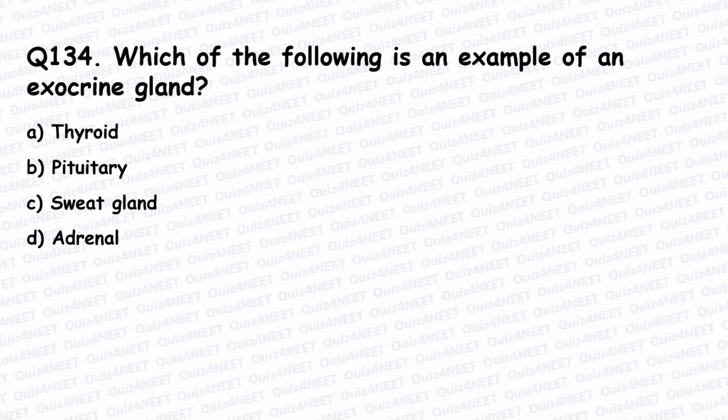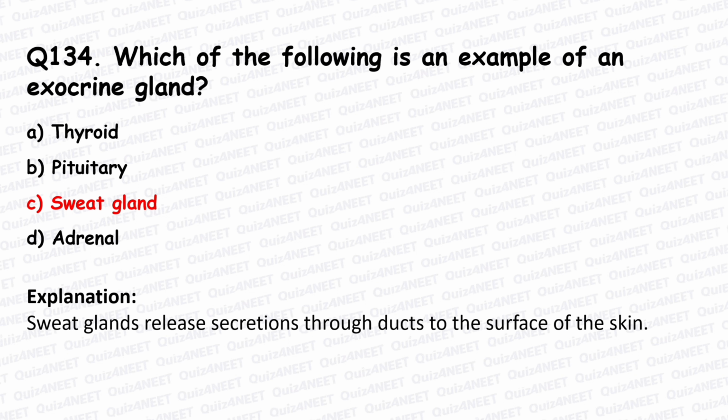Q134. Which of the following is an example of an exocrine gland? A. Thyroid, B. Pituitary, C. Sweat gland, D. Adrenal. Answer C. Sweat gland. Explanation: sweat glands release secretions through ducts to the surface of the skin.